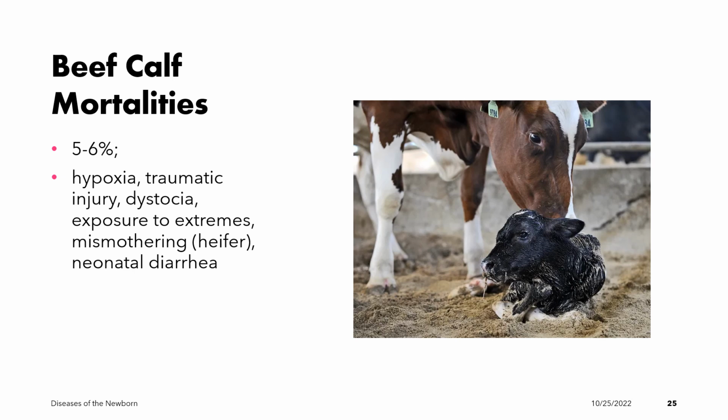It can cause a traumatic injury to the fetus, and it can result in hypoxia. Other causes are exposure to extremes in the environment, too hot or too cold, and mismothering, especially for first-time calvers. We also have neonatal diarrhea and stillbirth, which is also a cause of mortality. Hypothermia occurs when the calf is not able to suck in colostrum, and we also have twin-born calves.